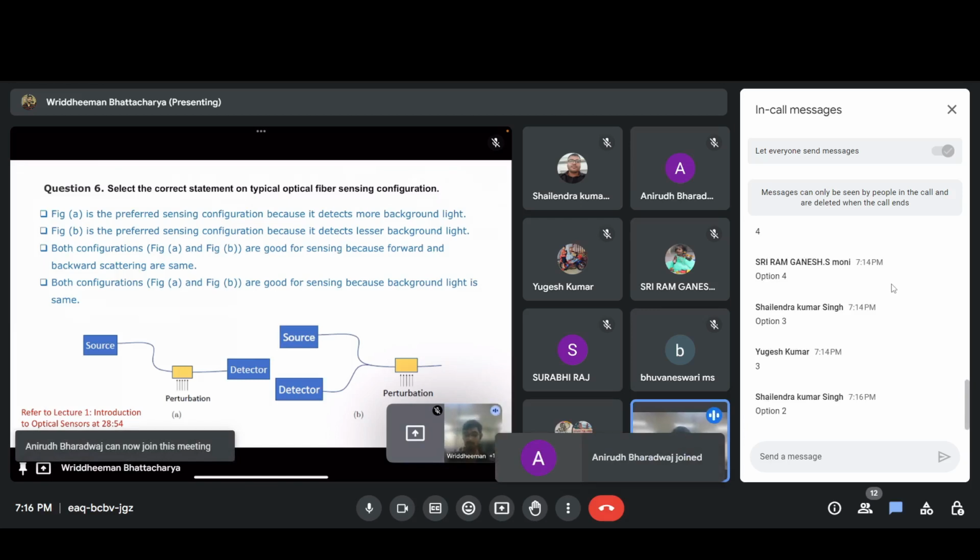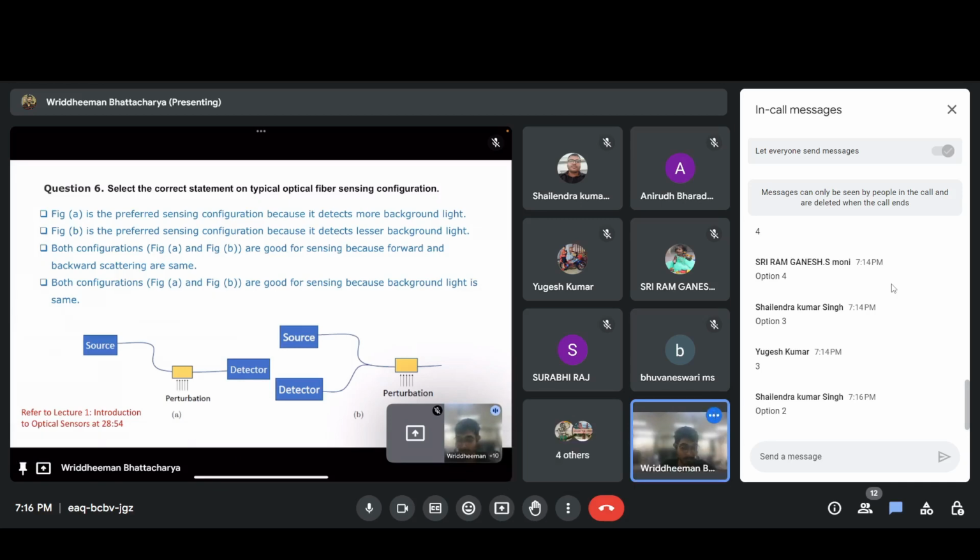Figure A is the preferred sensing configuration because it detects more backward light. Figure B is the preferred sensing configuration because it detects less backward light. Both configurations, figure A and figure B, are good for sensing because forward and backward scattering are the same. Both configurations, figure A and figure B, are good for sensing because the backward light is the same.